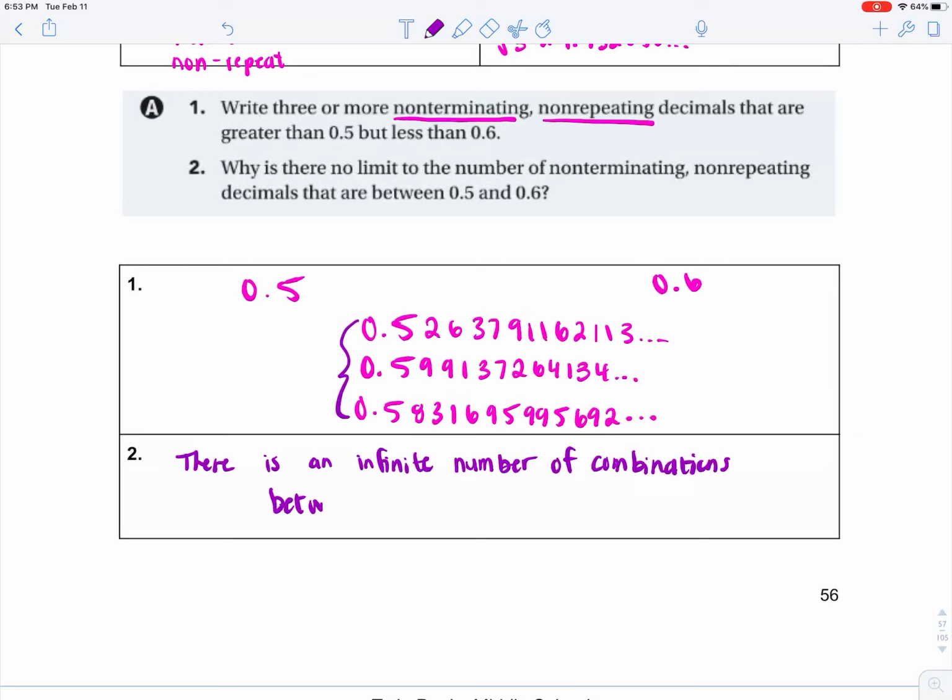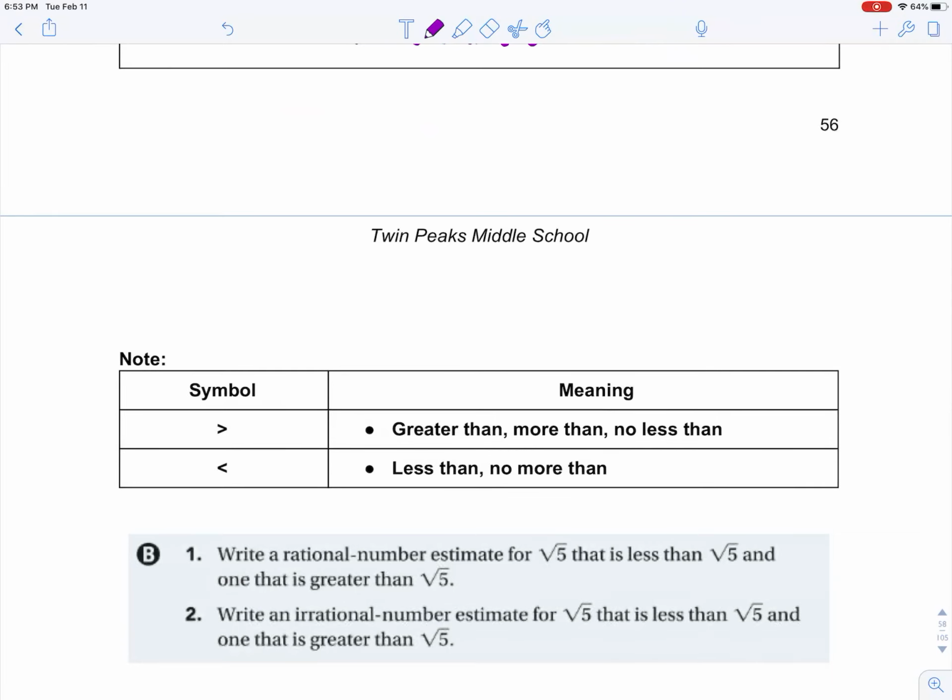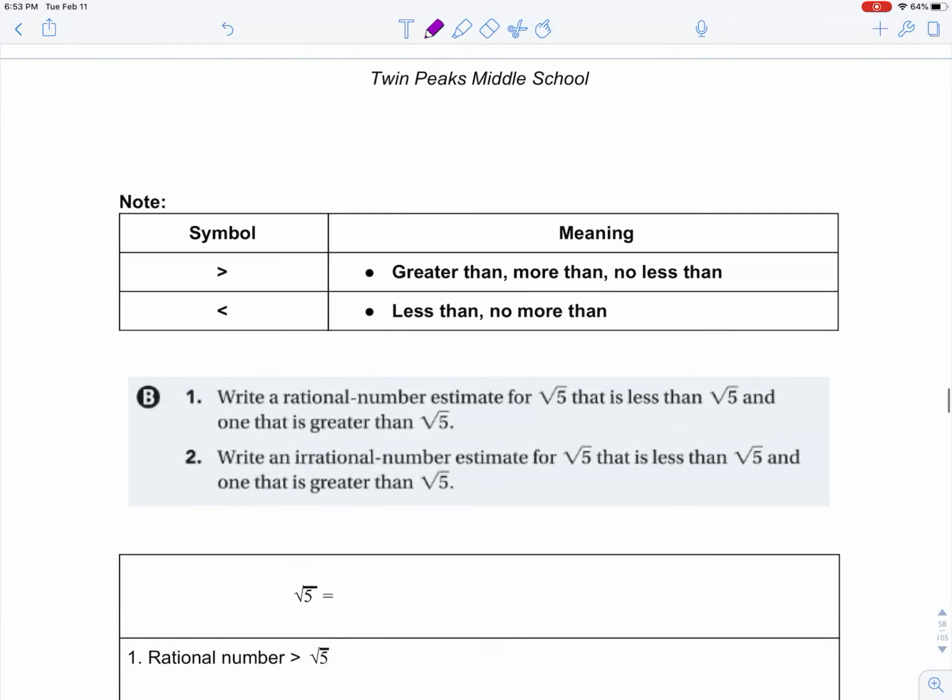And then we'll add between 0.5 and 0.6. And there we go. All right, making some headway here. Let's continue. Okay, so as a refresher, this symbol means greater than, more than, no less than, and then this symbol is our less than or no more than.